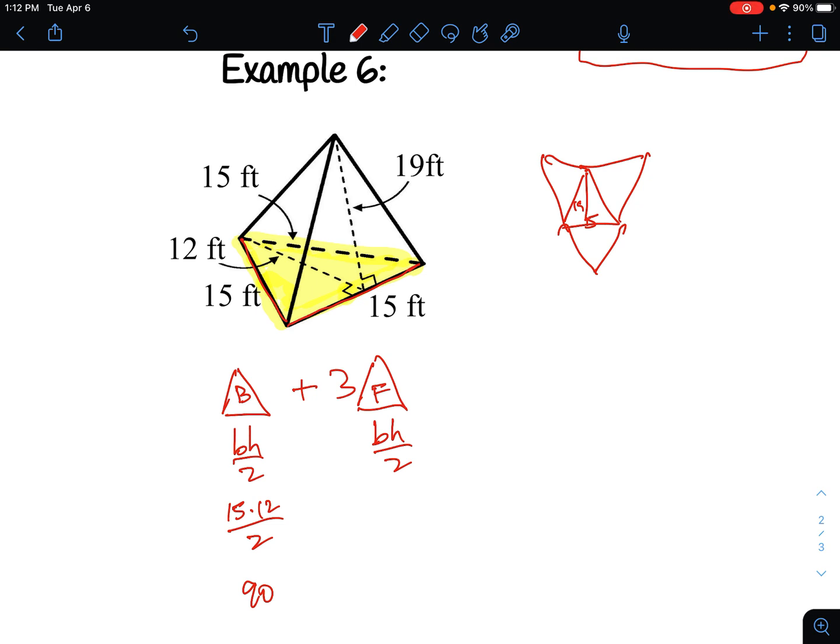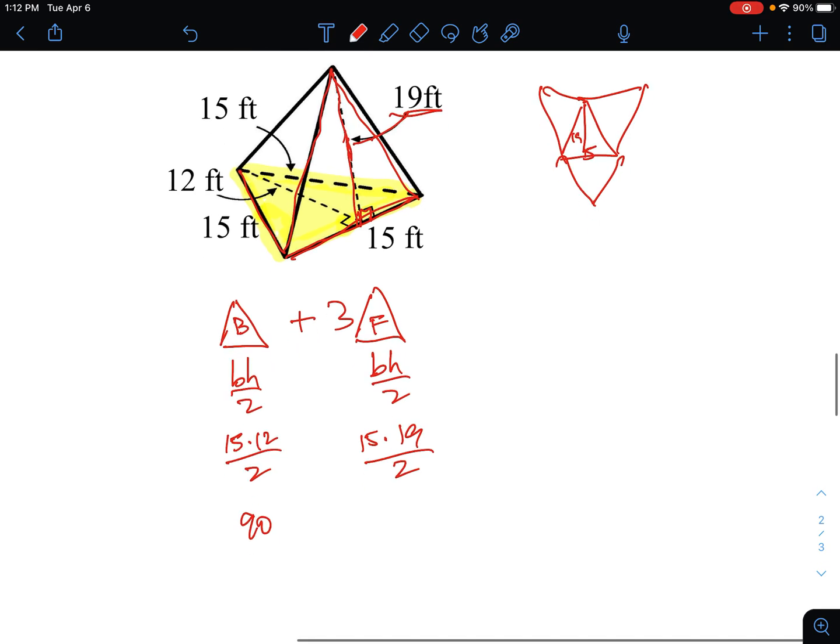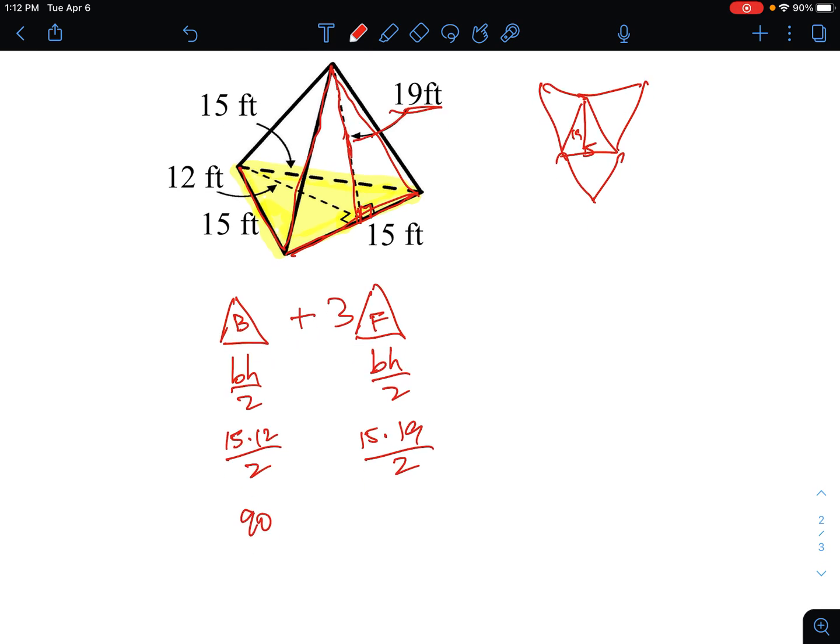Let's look at our faces now. So our faces, it's going to be this one. This one right here gives us the most information. So here's my right angle. So here's the height. So the base is 15. And my height looks like it is 19. So 15 times 19 divided by 2. Do I know that off the top of my head? Certainly not. It is 142.5 once you put in your calculator. Now remember, we still have to multiply by 3, so I'm going to bring that down.